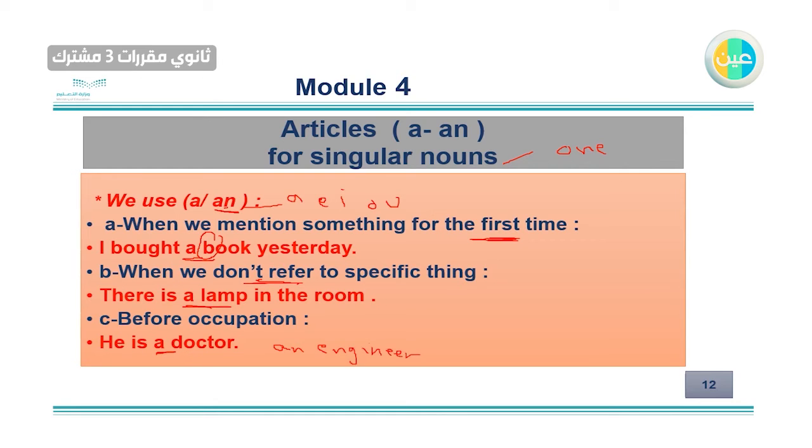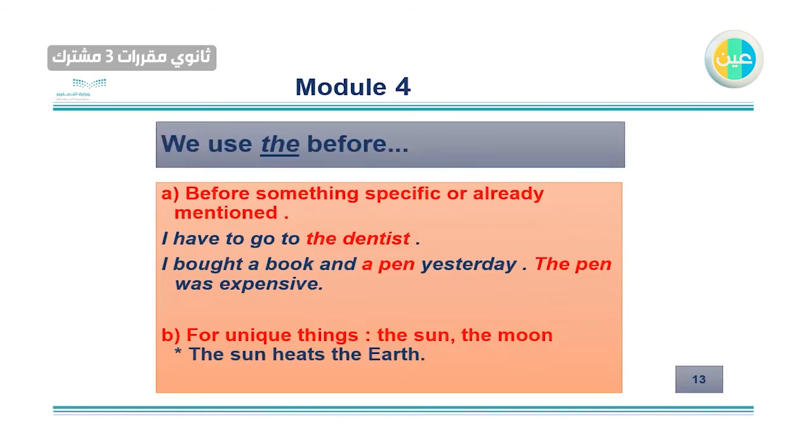What about the? We use "the" before something specific, something already mentioned. Not just anyone, or you have mentioned it before. Like when I say "I have to go to the dentist." Here I mean a specific one, not the job. Okay, a specific one. Number two: I bought a book and a pen.